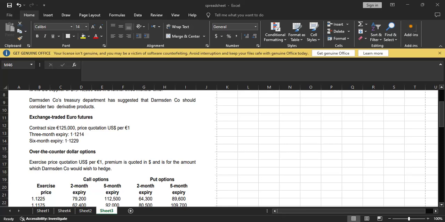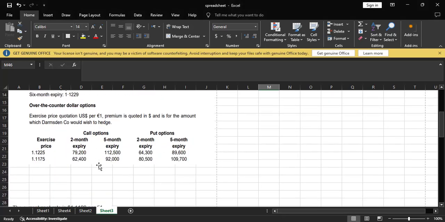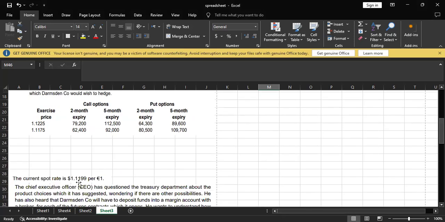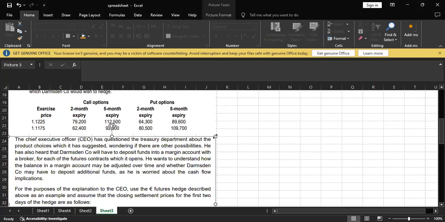Now the call options data as well as the put option data has been given. The exercise prices have been given. The chief executive officer has questioned the treasury department about the product choices which it has suggested, wondering if there are other possibilities. He has also heard that the company will have to deposit funds into a margin account with a broker for each of the future contracts which it opens. He wants to understand how the balance in a margin account may be adjusted.